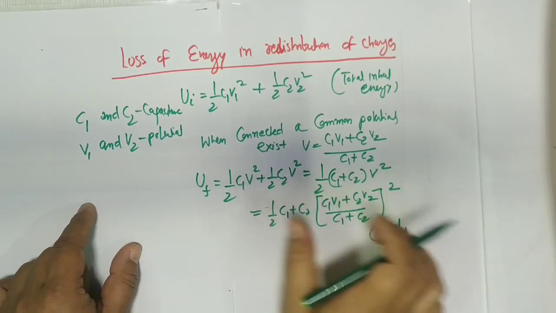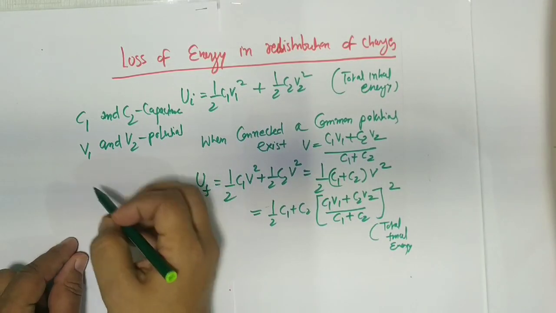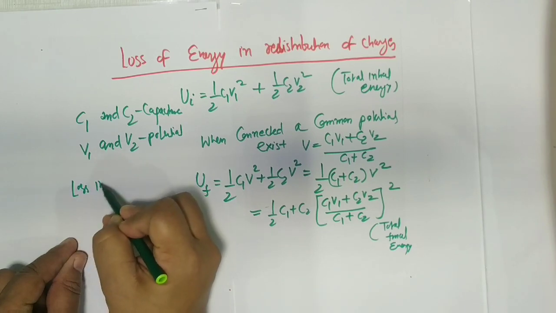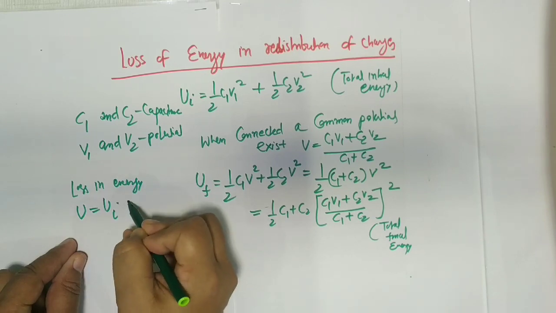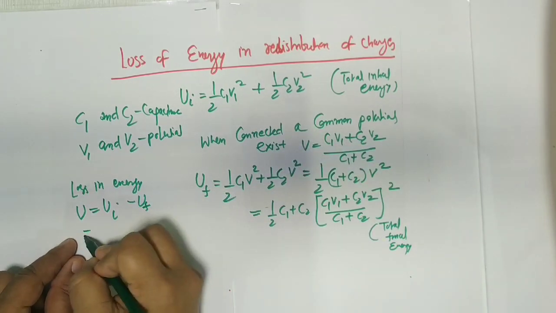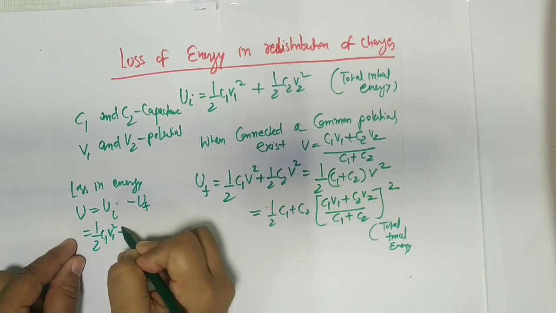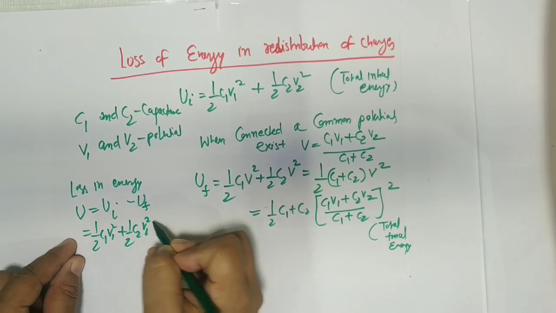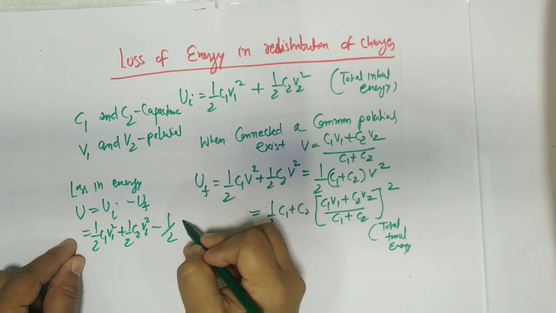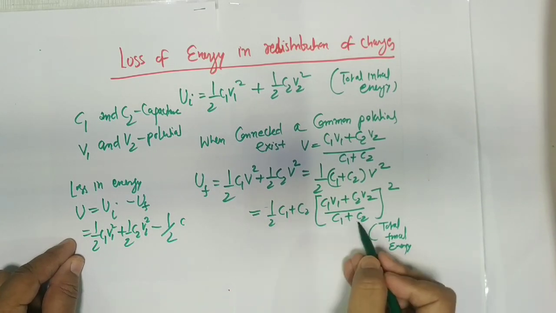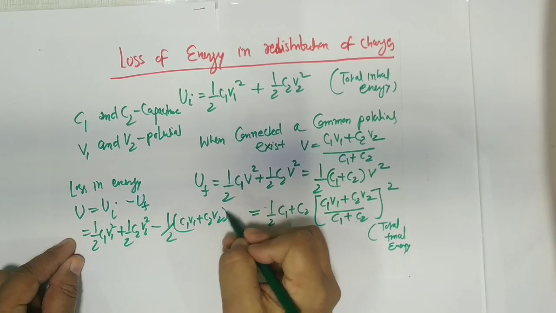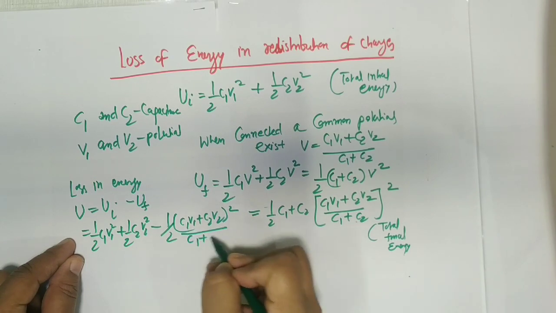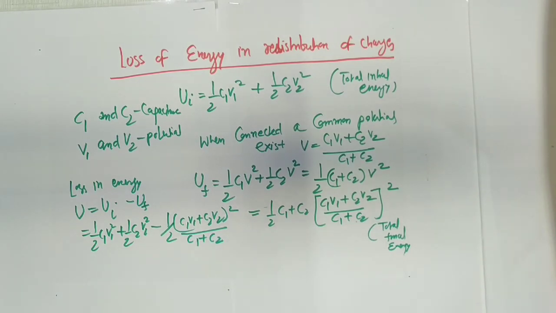This was the final energy. And then loss. Loss in energy is very simple. It will be U initial minus U final. So initial is half C1 V1 square plus half C2 V2 square, minus half, and it will be (C1 plus C2) can cut down, so you can write (C1 V1 plus C2 V2) whole square by (C1 plus C2). This is the energy loss, and further we can elaborate it.